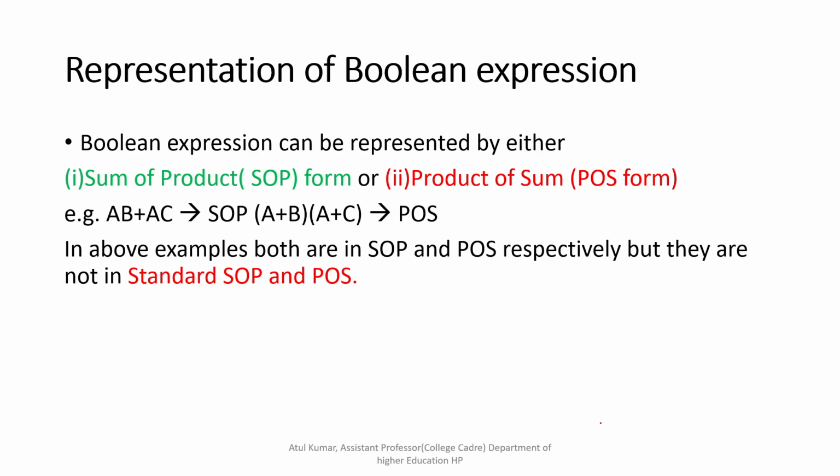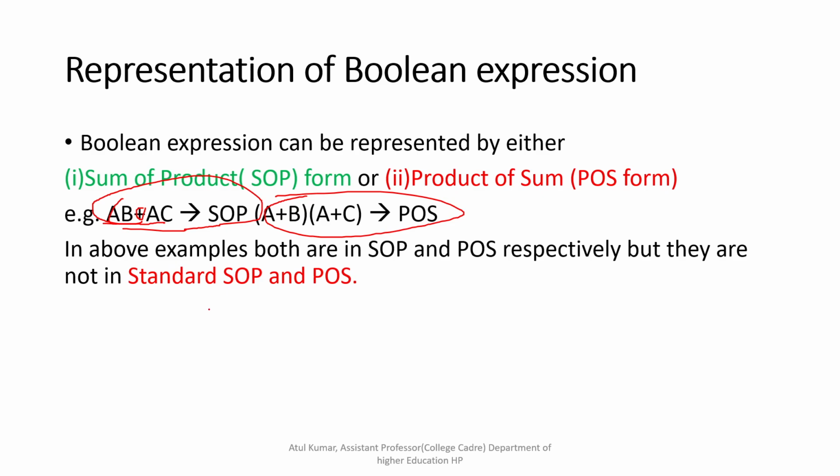Next we have the representation of Boolean expressions. Boolean expressions can be represented in two forms, either SOP, that is sum of products form, or POS, that is product of sums form. For example, this one is a sum of products. We have a sum and we have a product. And we have a product of sums. Both these are SOP and POS, but they are not in the standard SOP and POS.